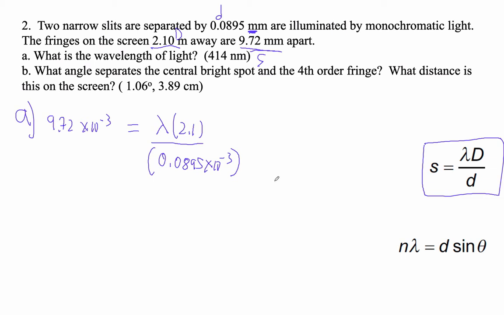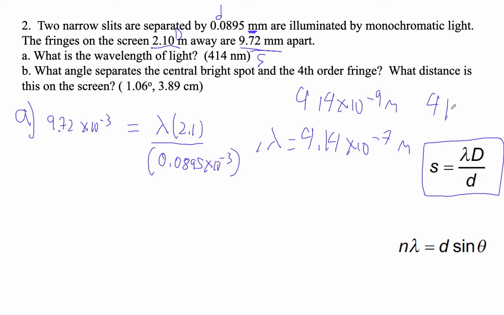9.72 times 10 to the minus third times 0.0895 times 10 to the minus 3 divided by 2.1, and I'm getting that the wavelength is 4.14 times 10 to the minus 7th meters, which would be 41.4 times 10 to the minus 8th, or 414 times 10 to the minus 9th meters, or 414 nanometers, as everybody says when they're talking about light.